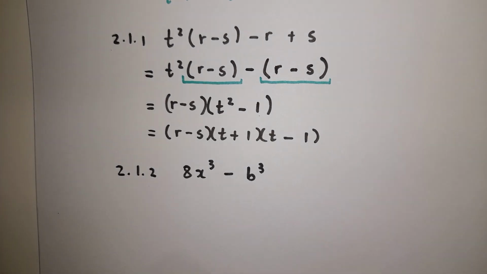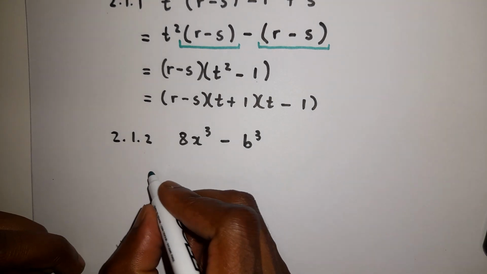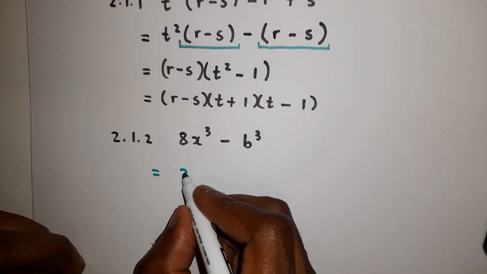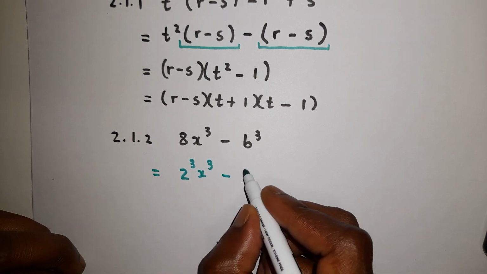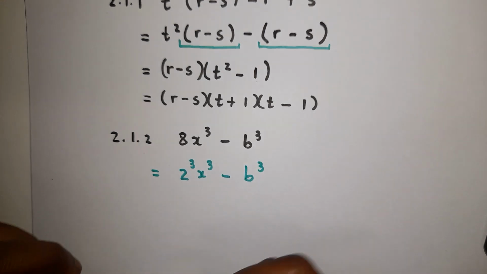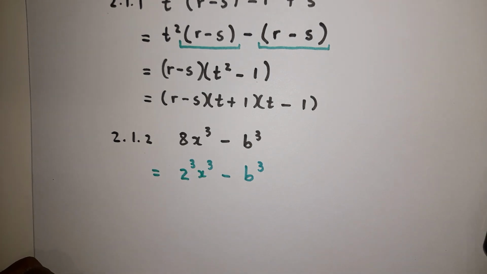I always like to write this as powers. Rewrite the 8 as a power. This would become 2 cubed x cubed minus b cubed. So the 8 is actually a cubed. This is how you know it is a cubed. Rewriting it as a power, it becomes that.